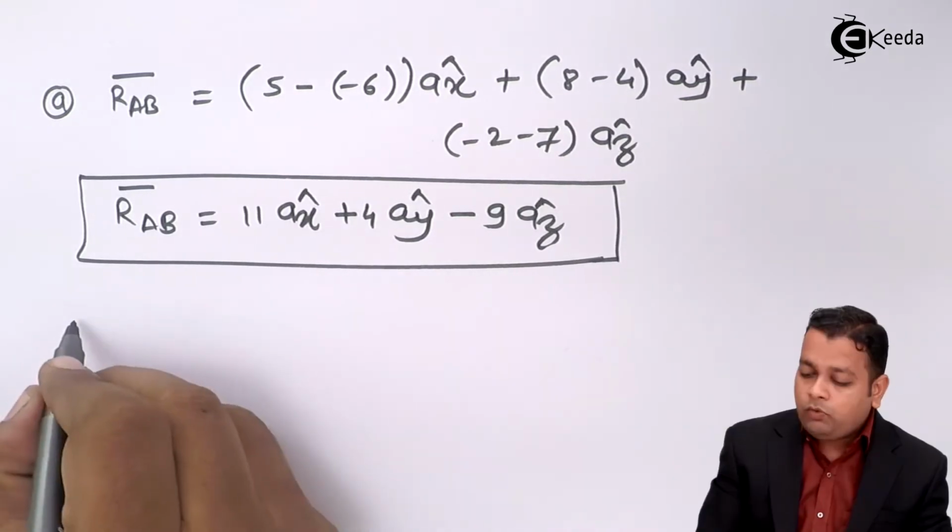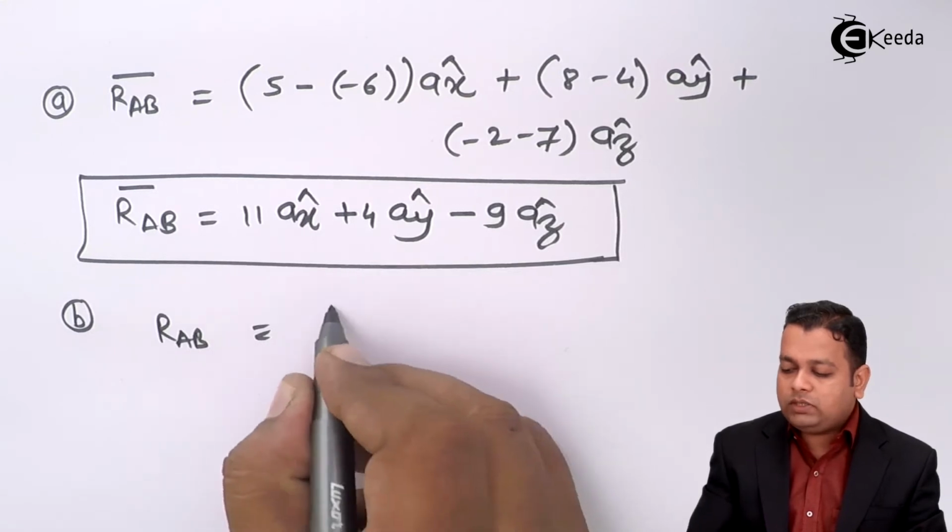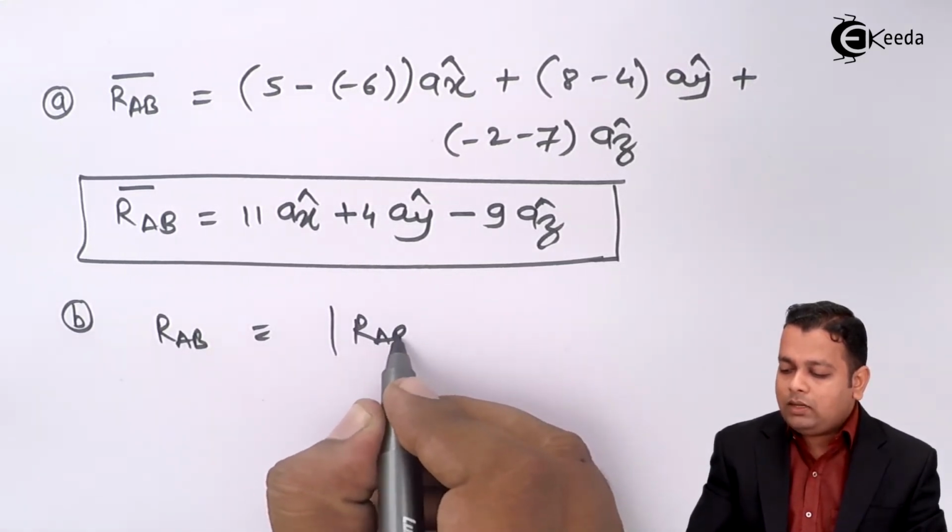Now for part B, we have to find simply RAB. So it means it is the mod of RAB bar.